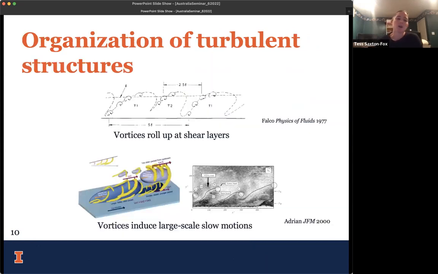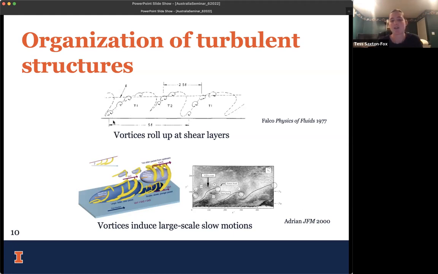All right, so what are we talking about? I'm interested in turbulent structures, and specifically this talk is about the organization of turbulent structures. People have been interested in this for a really long time and have been finding consistent and interesting things about this for decades. So we can look back to Falco in the 70s to see observations of these kind of large bulges with vortices on their backs.